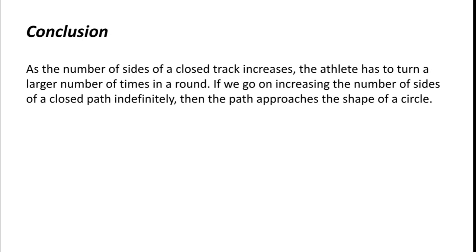Now, if an object is moving in a uniform circular motion, then it has a constant speed. That is, the speed of the object is not changing. But in order to complete one round, it has to change its direction of motion continuously. It means the direction of motion is changing. And we know that if the direction of motion is changing, the velocity of the object is changing.